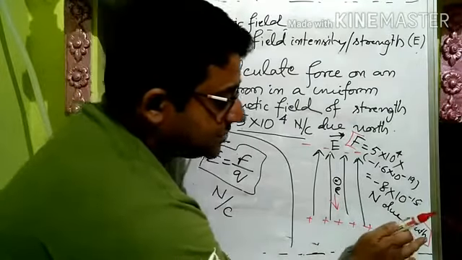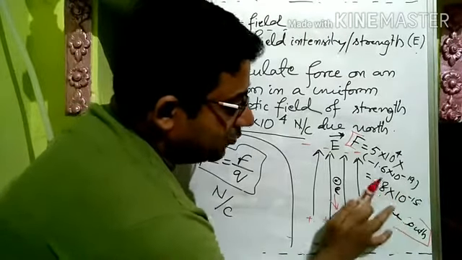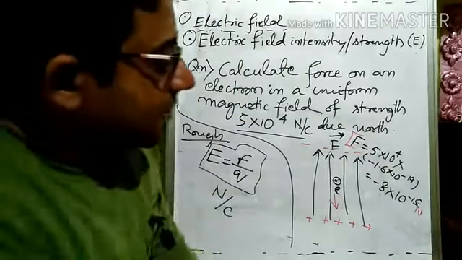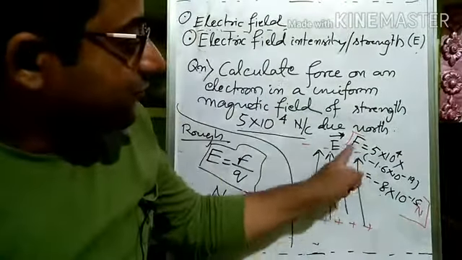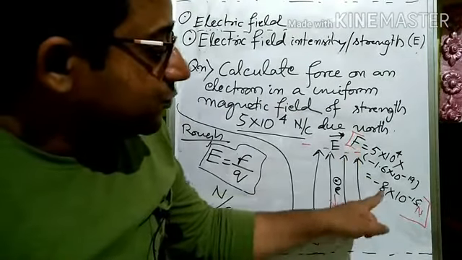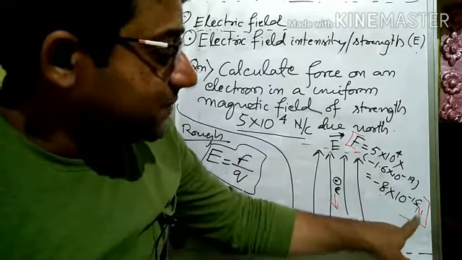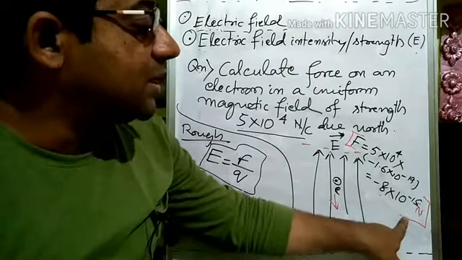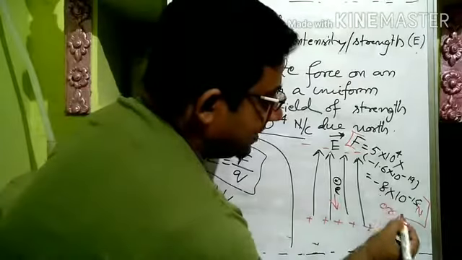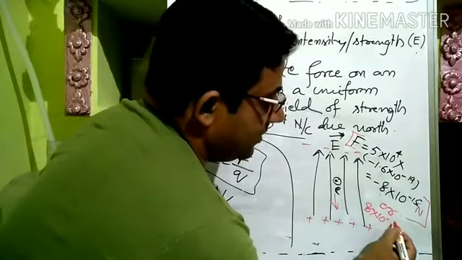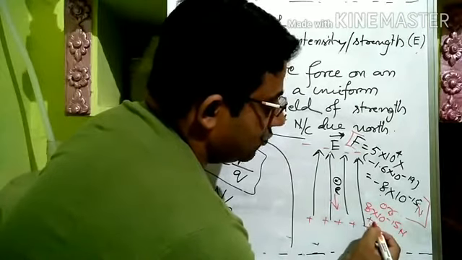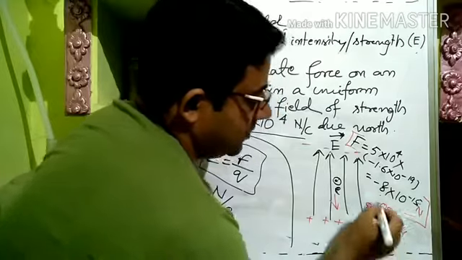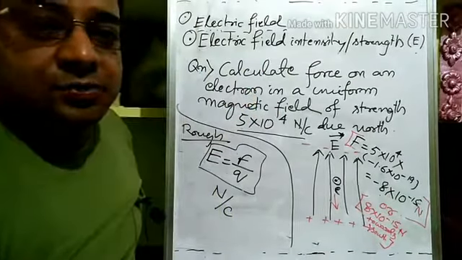In fact, towards the south, we have to say only minus this many Newton. That only should be the answer. This minus sign represents that it is towards the south. We have to say that force is equal to minus 8 into 10 to the power minus 15 Newton, or we can say it's 8 into 10 to the power minus 15 Newton towards south. You got it, I hope.